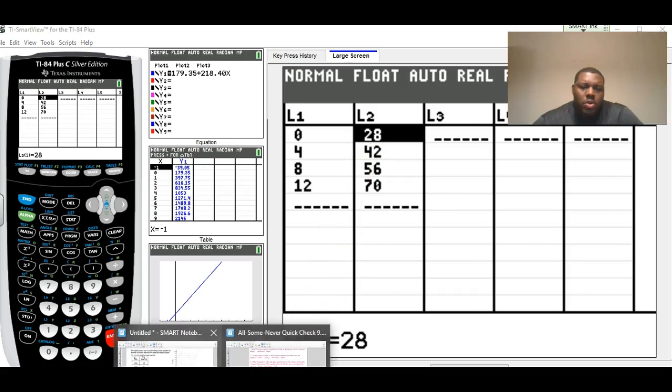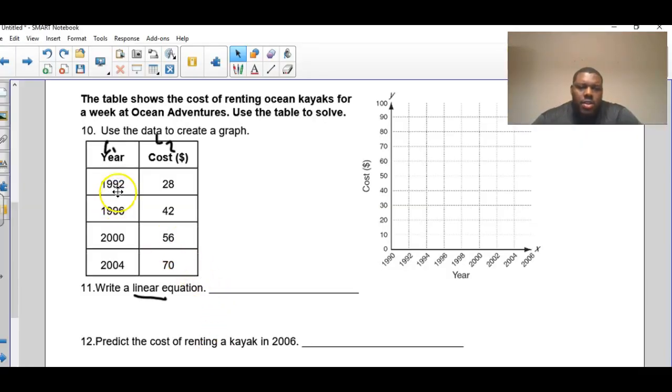All right, but I want you to notice a difference here. Right here it says 1992, 1996, 2000, and 2004. Those are years. Your calculator doesn't understand years, but your calculator understands the difference of years. So remember, this is 4 years. 1992 to 1996 is 4 years.